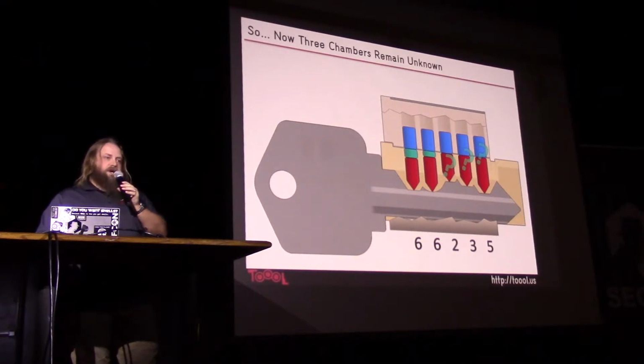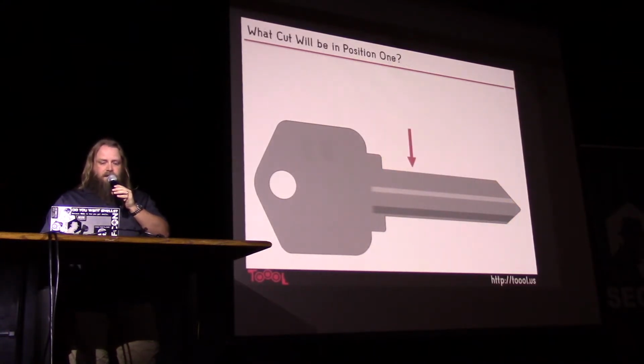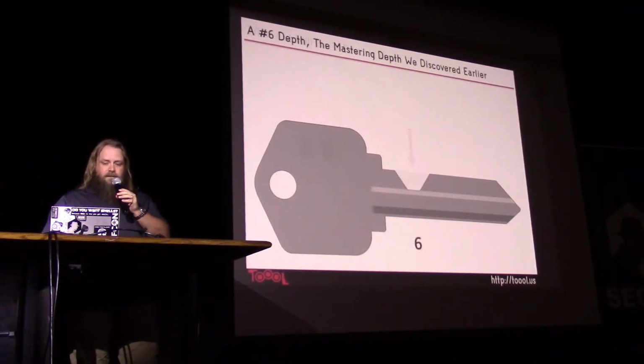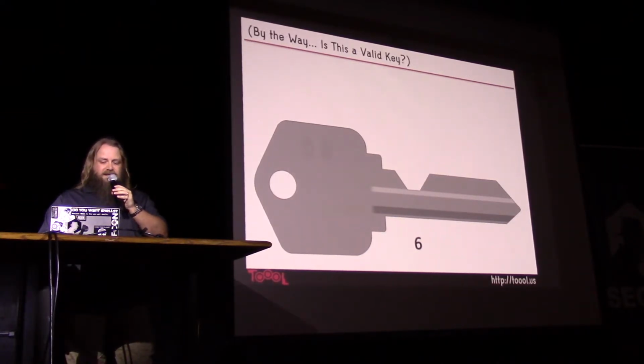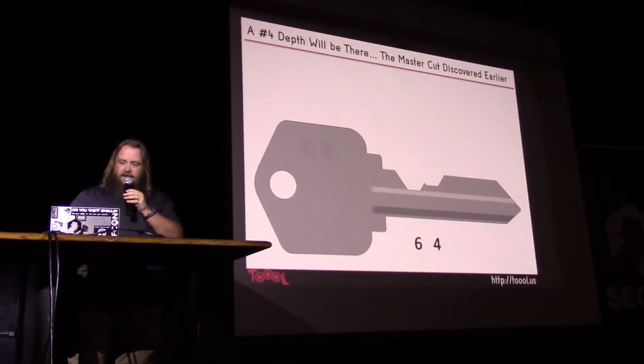So now we've got 2 of the chambers known. We have 3 chambers unknown. So we're going to, again, prepare another key. So, what cut do we put in position 1? 6 or 3. So we'll go with 6, the master pin. Is this a valid key? No, it's not. It would be a max violation. What do we put in position 2? 6 or 4. We'll go with 4 because that's the master that we just found.